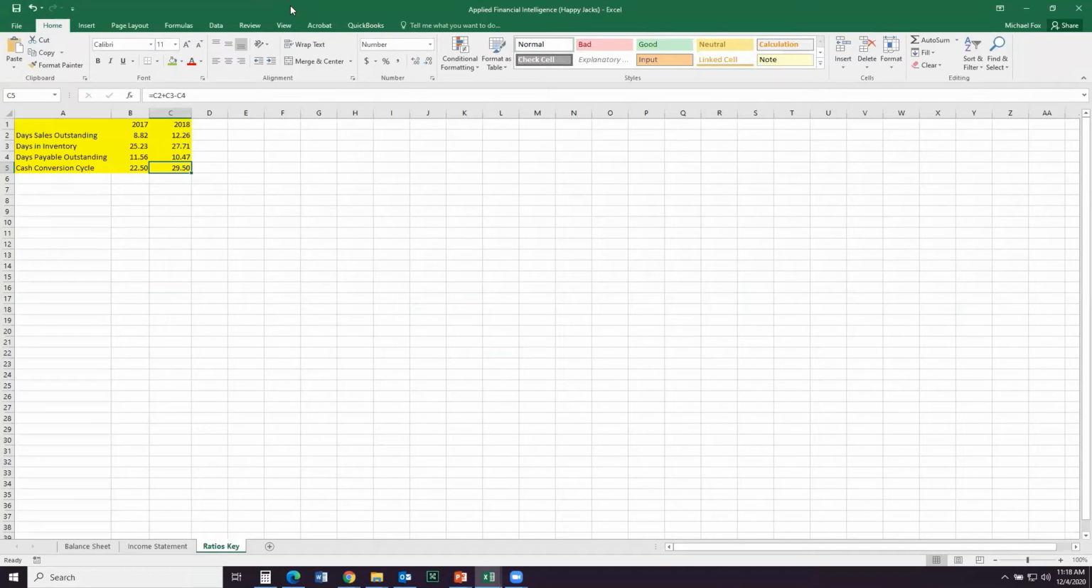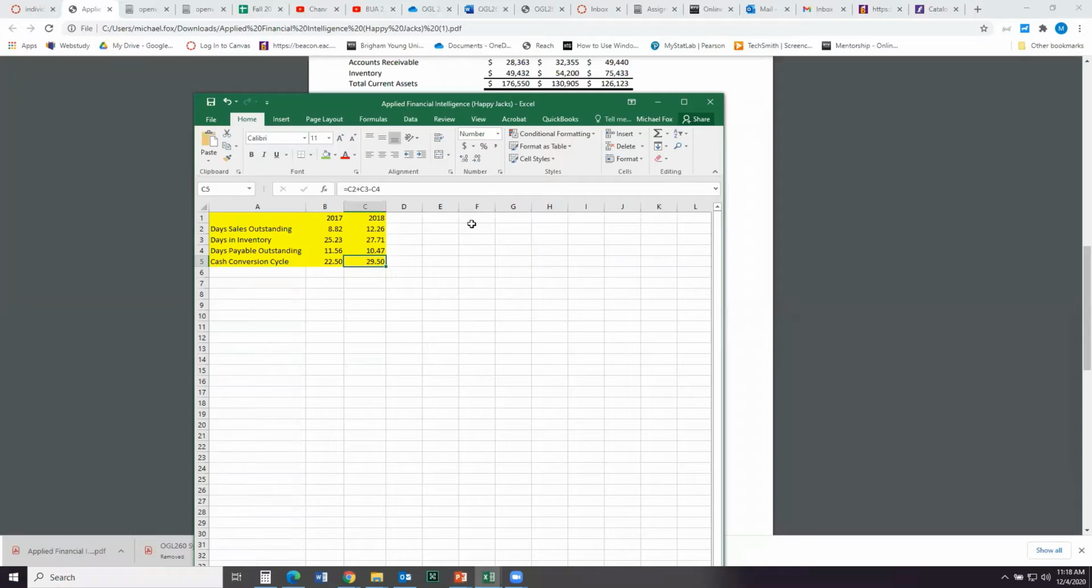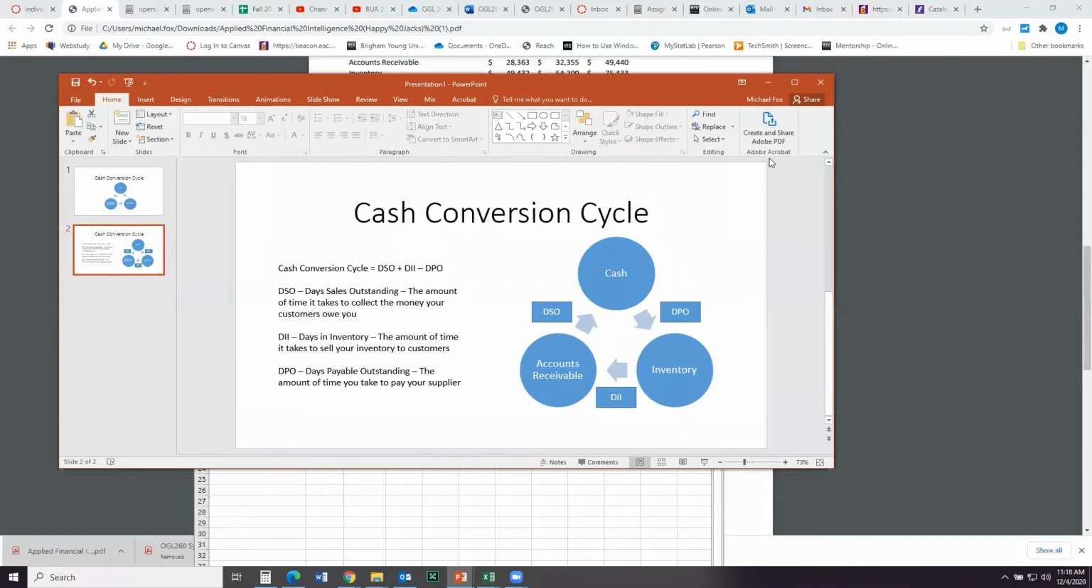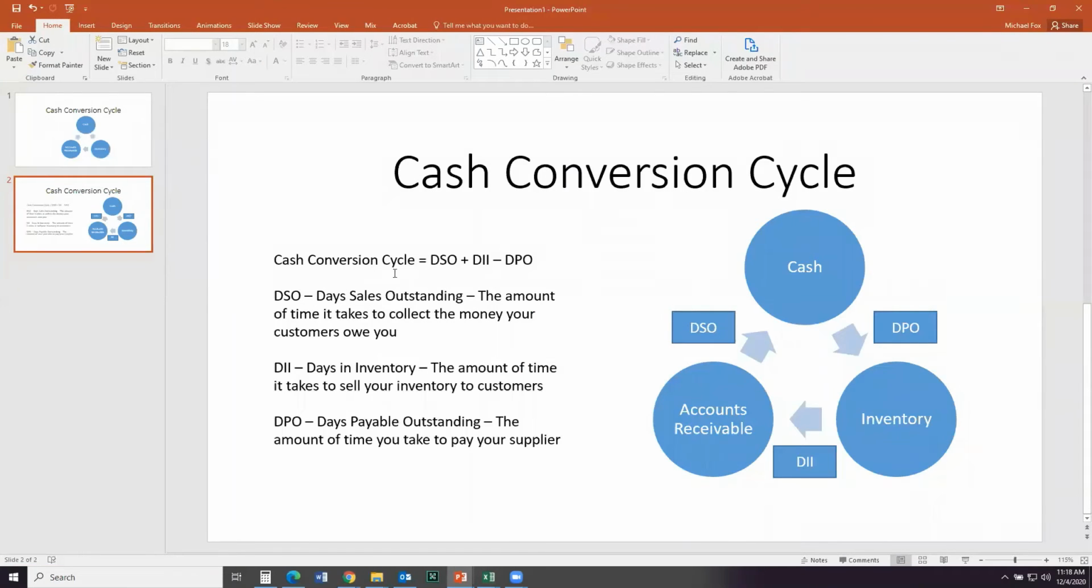All right, I'll say what formula again, Kiora? The cash conversion formula. Yeah, so let me just bring back up the slide for the cash conversion cycle. So it's days sales outstanding plus days in inventory minus days payable outstanding. Or in other words, how long it takes you to collect the money that's owed to you, plus how long it takes you to sell the stuff from inventory, minus the amount of time you have to pay for it.